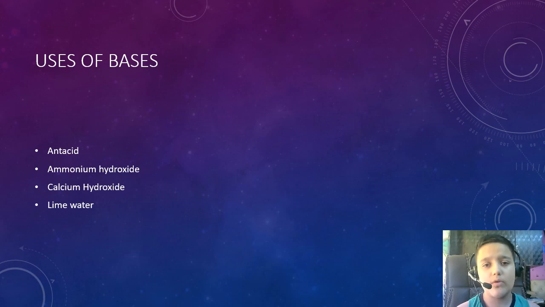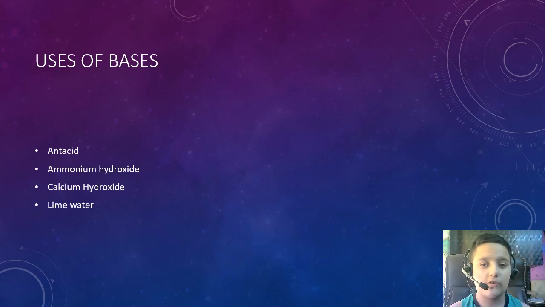So bases are used for various purposes. Antacid helps us in getting rid of acidity. It gives us relief, and it's very useful for us as it helps us in getting rid of acidity.